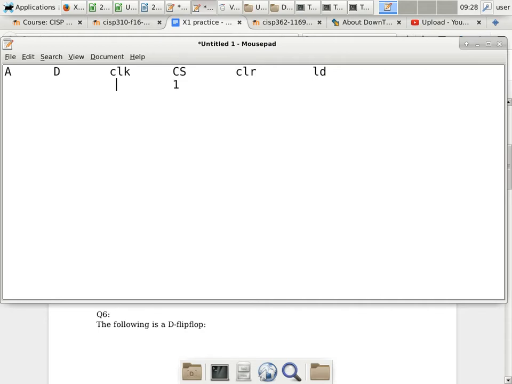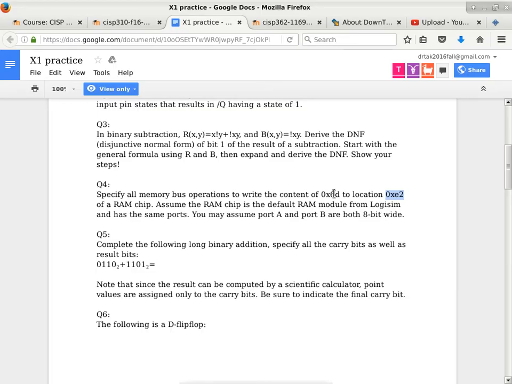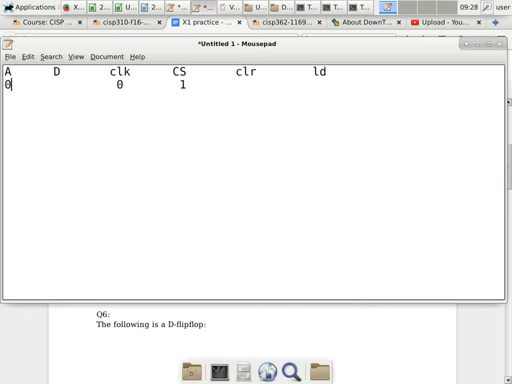And the clock needs to have a transition. So we want to set up everything when the clock is at a low state, so that when everything is all set up and then we turn it into a high state, we have a rising edge transition, and then things will actually be done during the transition itself. The address bus specifies the location. According to the question, the location is E2. So we specify E2 over here.